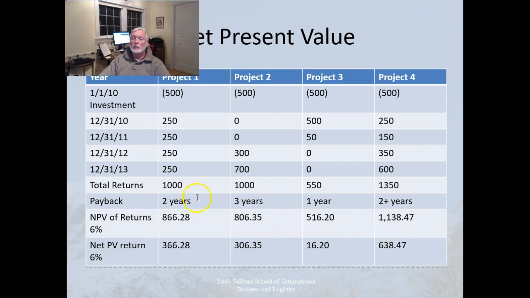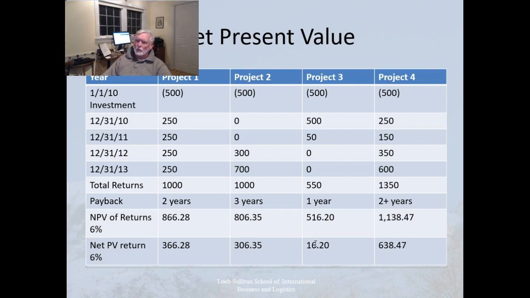So I had a $1,000 investment, $866 of returns above 6%. Excuse me, a $500 investment, $866 above net present value of returns discounted at 6%, gives me a return above 6% of 366, 306, 1620, and 638.47. So the NPV method says you don't want to do project 3. That's the lowest value investment, even though Payback said that was the one to do.